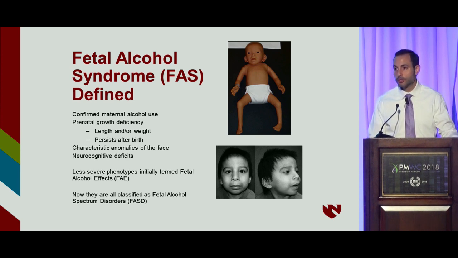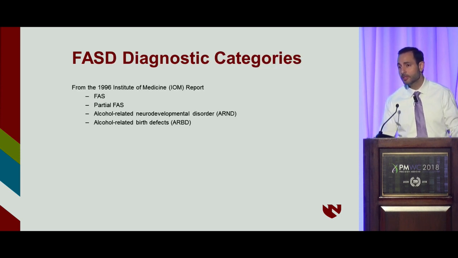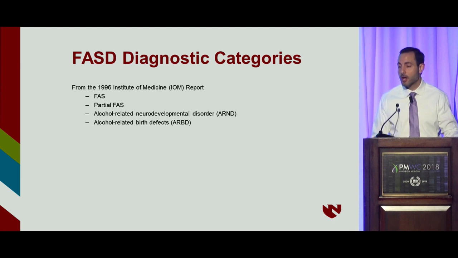When FAS was first described, the full phenotype is what was initially recognized, but it didn't take long for folks to realize that there were milder effects of alcohol, and so the term fetal alcohol effects was used to characterize anything that wasn't the full FAS. Subsequently, they've been recategorized as fetal alcohol spectrum disorders, with these 4 diagnostic categories that come from an Institute of Medicine report about 20 years ago. And these categories actually still stand, although we've refined the criteria for making each individual diagnosis.